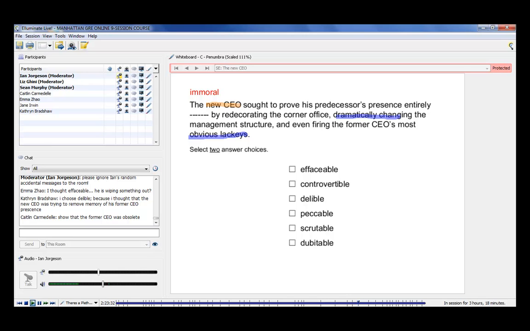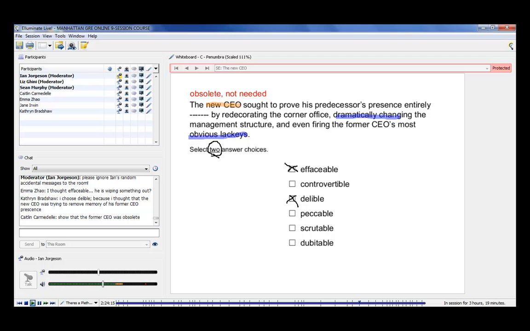Yeah, and that's probably better. Show that the former CEO was obsolete or not needed, or all these changes are to get rid of everything the former CEO did. And actually the answer ends up being exactly what Emma and Catherine said, right? Indelible means impermanent, can be erased. Effaceable means it can be erased, right? And that's our pair. Remember, two answer choices, guys. We've seen enough of these that we should remember how they work.